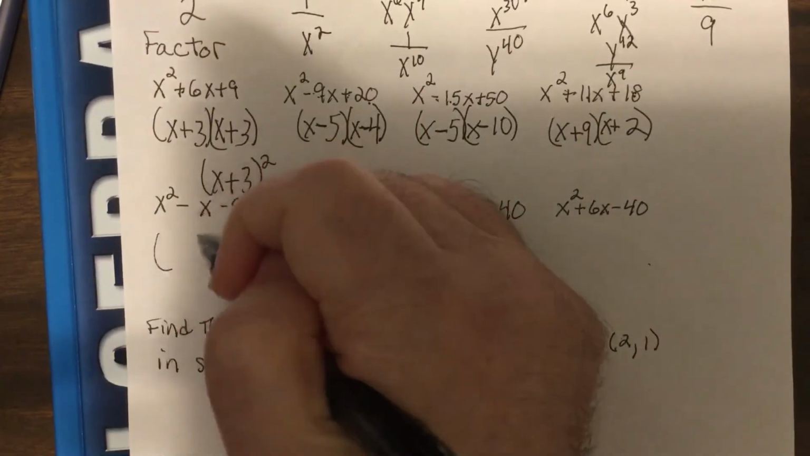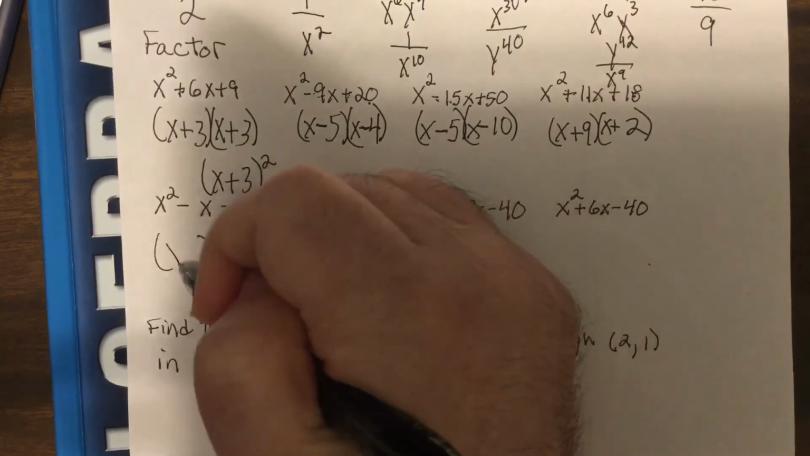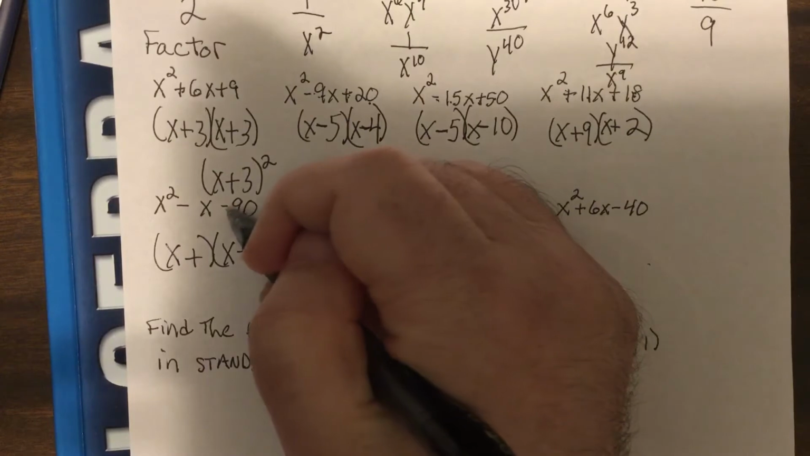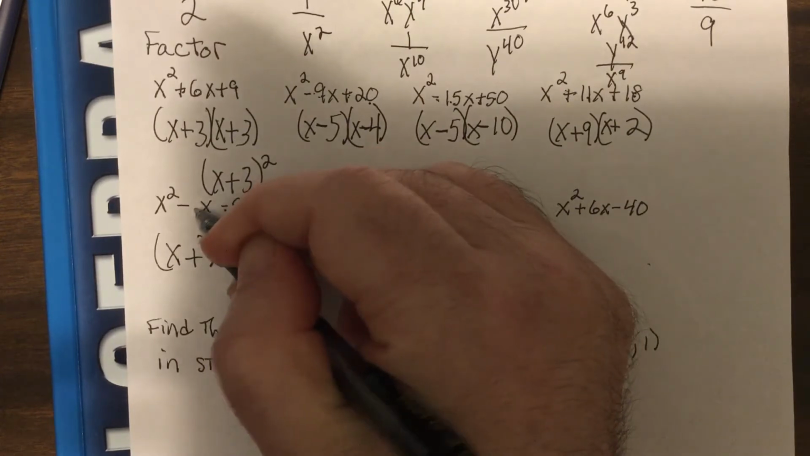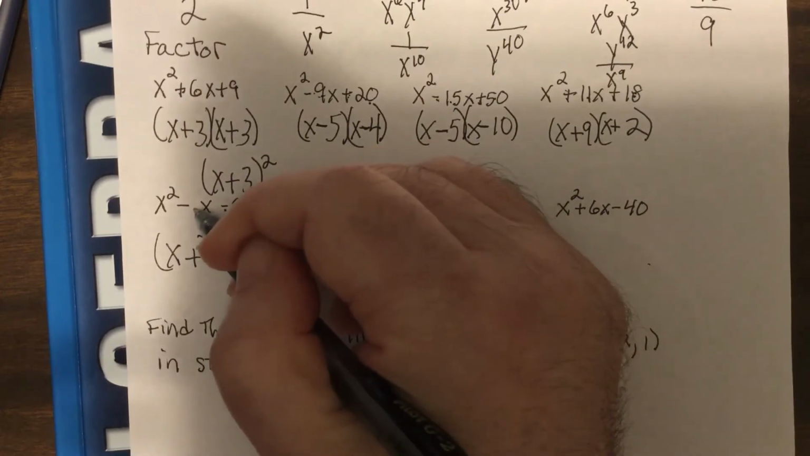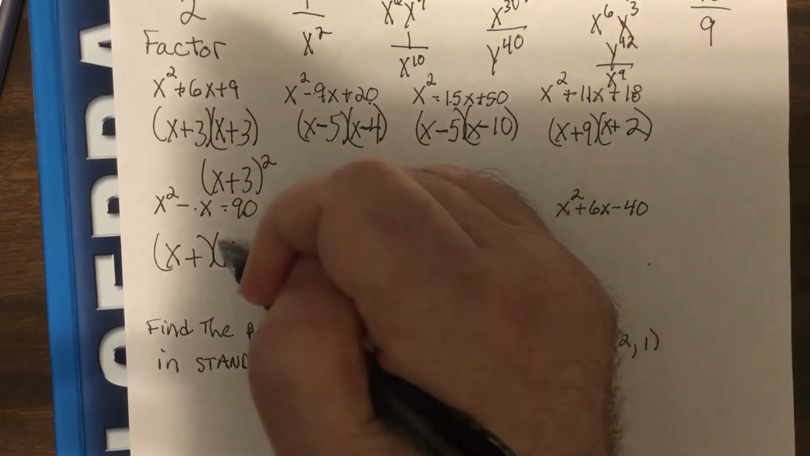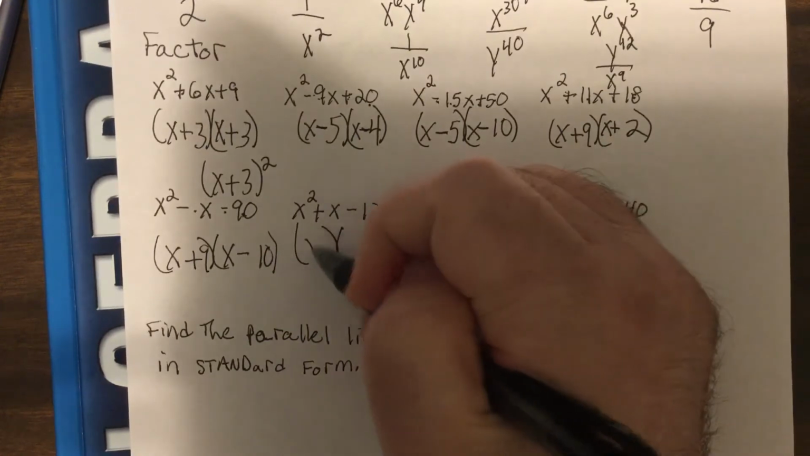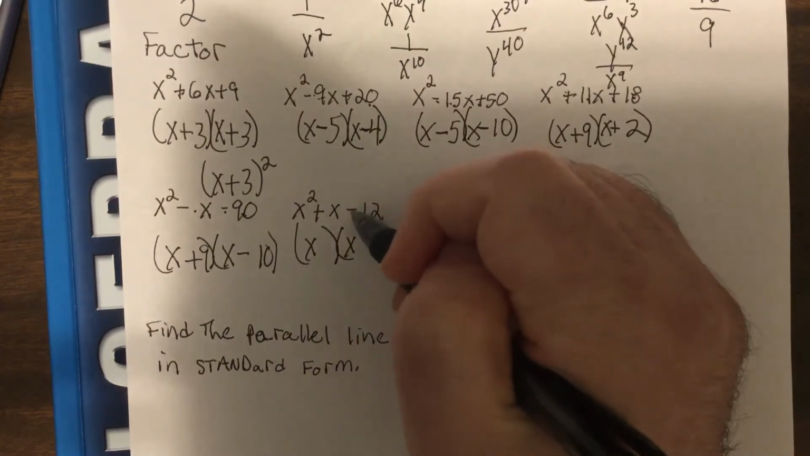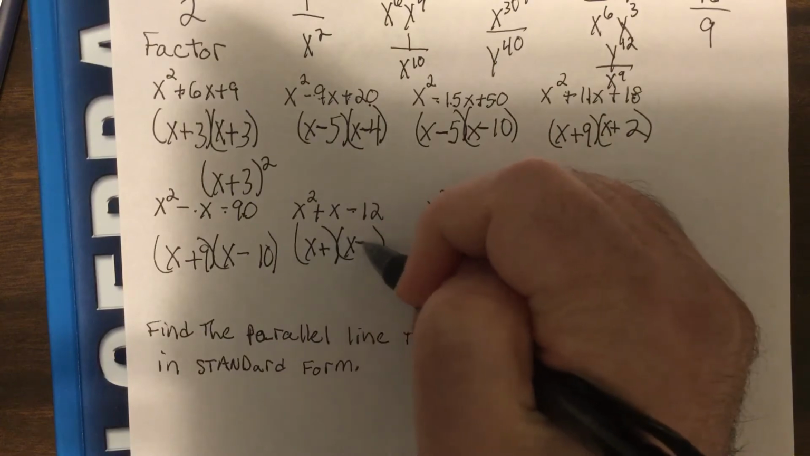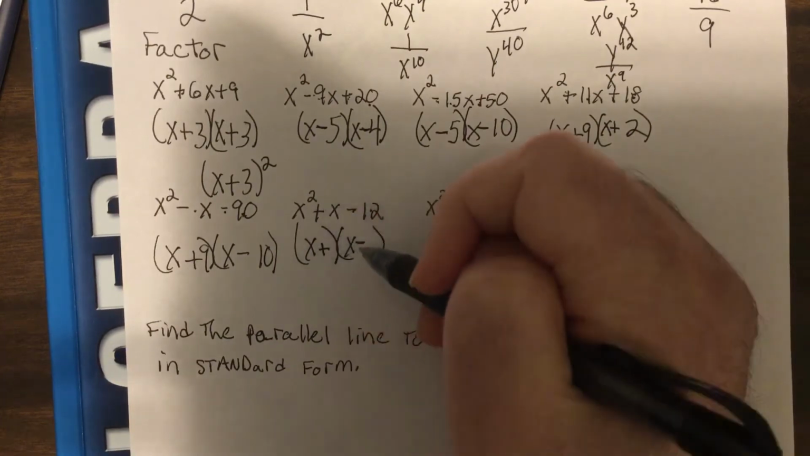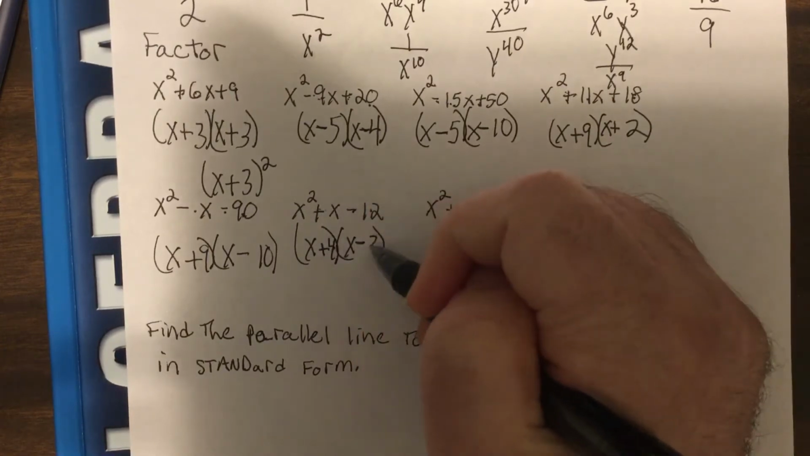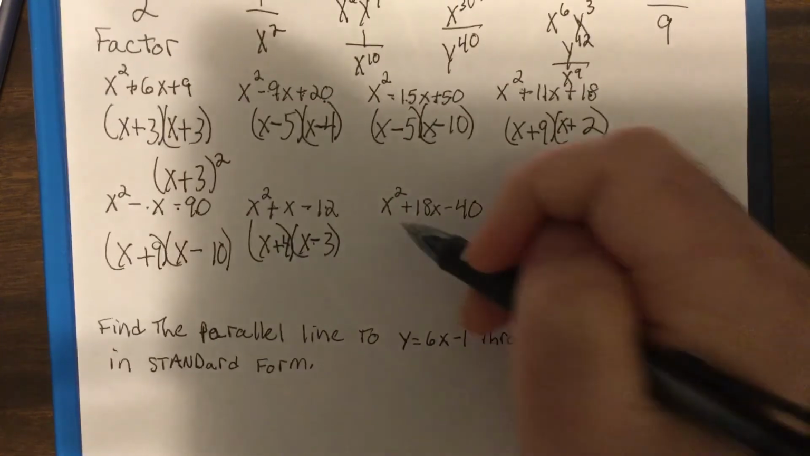Okay, this one. Oh, the last term is minus. So you have x plus, x minus. And what are the factors of 90 that subtract to give you 1 would be 10 and 9, but the largest one goes with the middle sign. This one, x squared is x and x. Last term is minus, so it's plus minus. Factors of 12 that subtract to give you 1 are 4 and 3, and the largest one goes with the middle sign. So 3 goes with the minus because it's smaller.